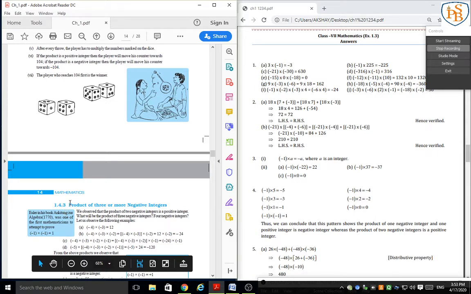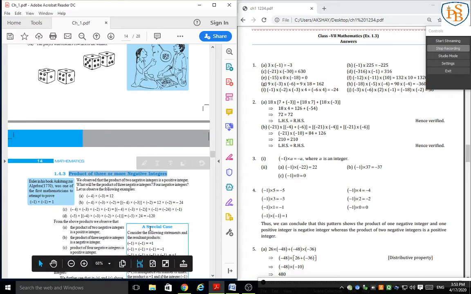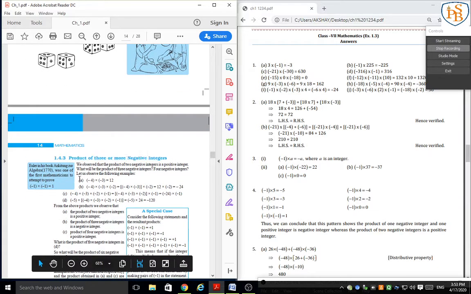Okay. The next point is product of 2, 3 or more negative integers. Look at here carefully. The A example, negative 4 into negative 3 is 12. Because 4 3s are 12, and 4 and 3 carry the same sign, so I have to give a positive sign, which is not necessary to show every time. So I can write here simply 12.